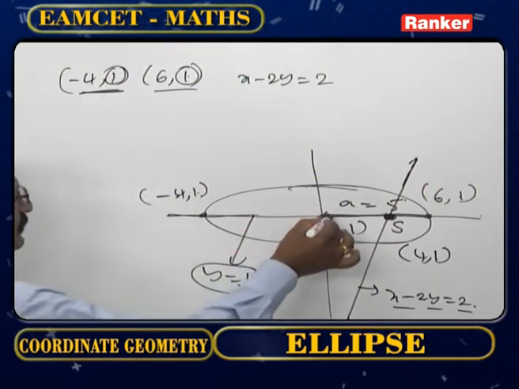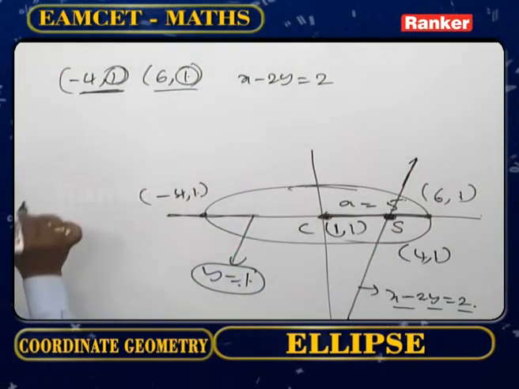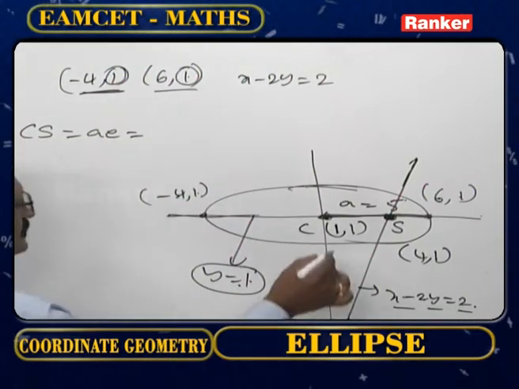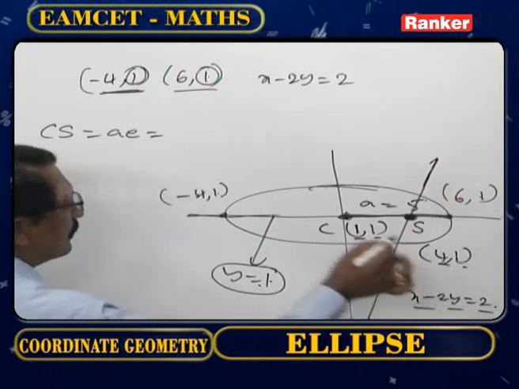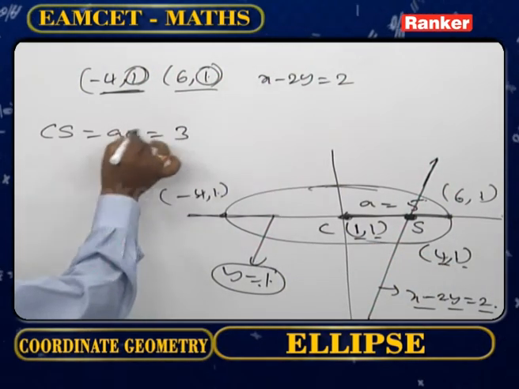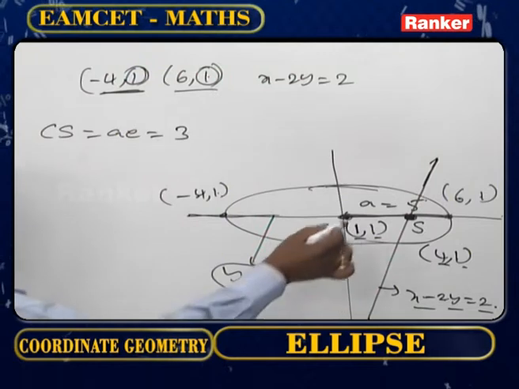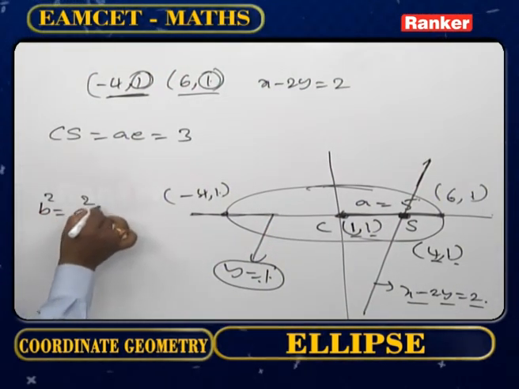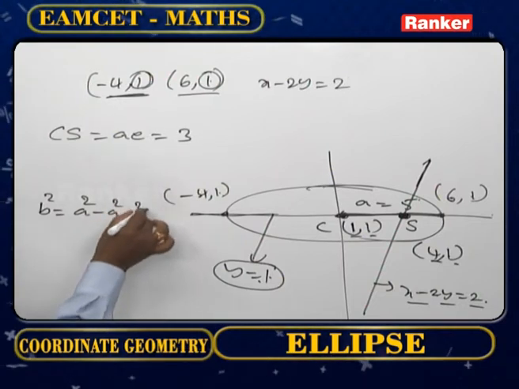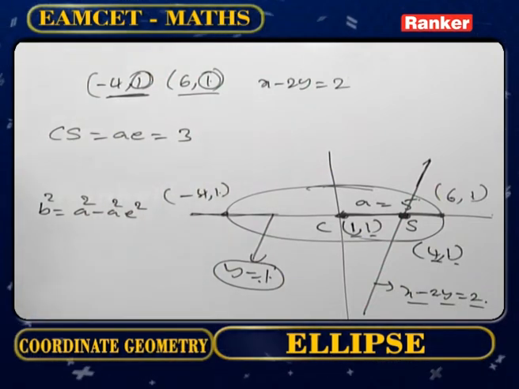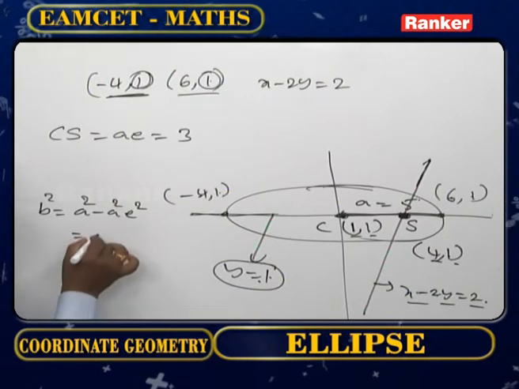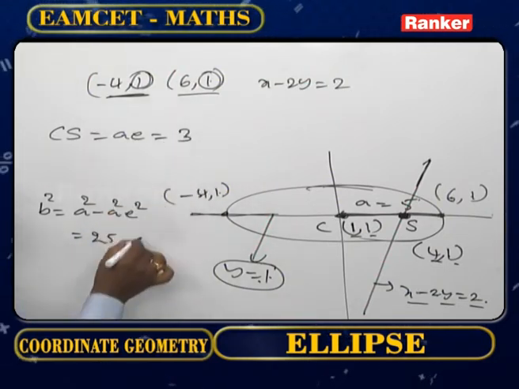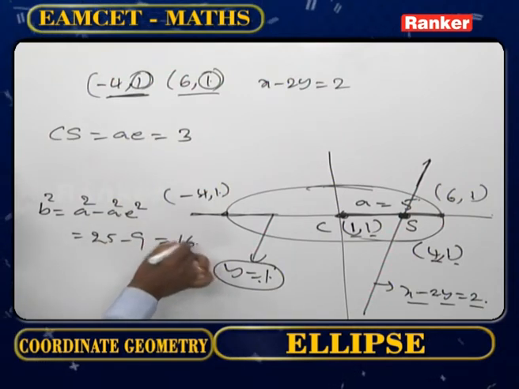Now, the distance between focus and center, CS, equals ae. The distance between 1, 1 and 4, 1 equals 3. So ae equals 3, and a equals 5. Now, b square equals a square minus a square e square, or a square into 1 minus e square. Now, a square equals 25, minus a square e square, which is 9. Now, b square equals 16.